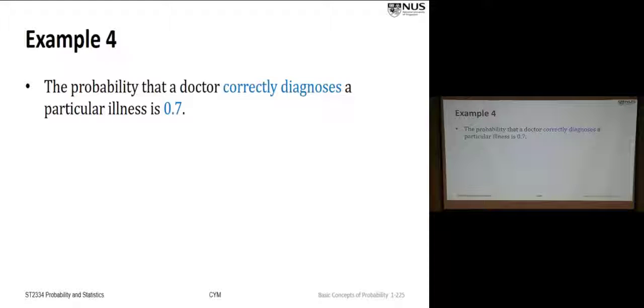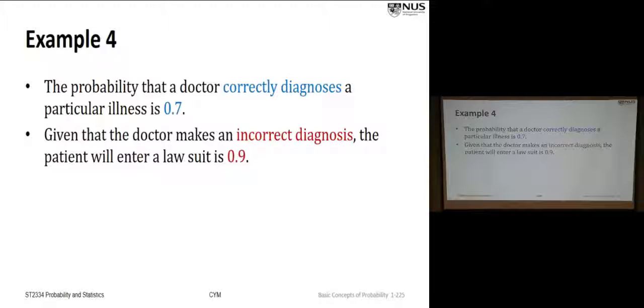Okay, for example 4, we are given that a doctor correctly diagnoses a particular illness with probability 0.7. These figures are not real data, so don't treat them seriously. It's just a number that we use. So a doctor can find out that, okay, you have this disease correctly only 70% of the time. And if the doctor makes an incorrect diagnosis, then the patient may enter a lawsuit with 90% chance.